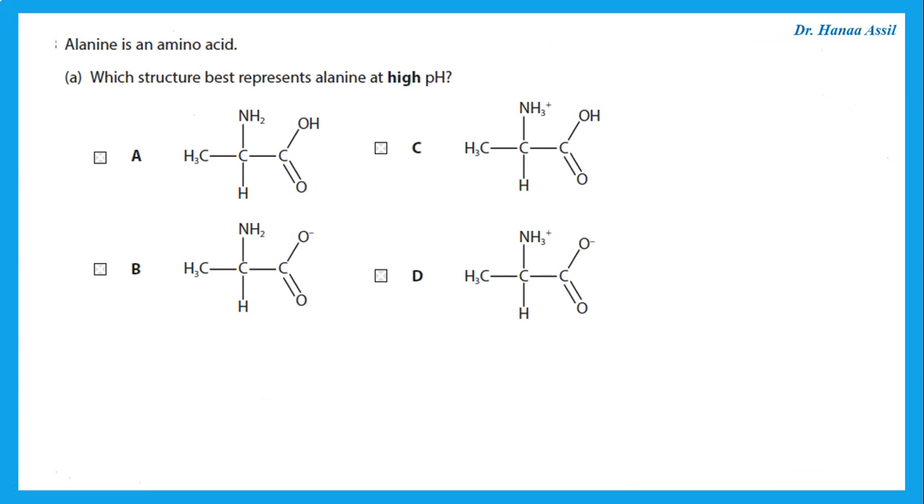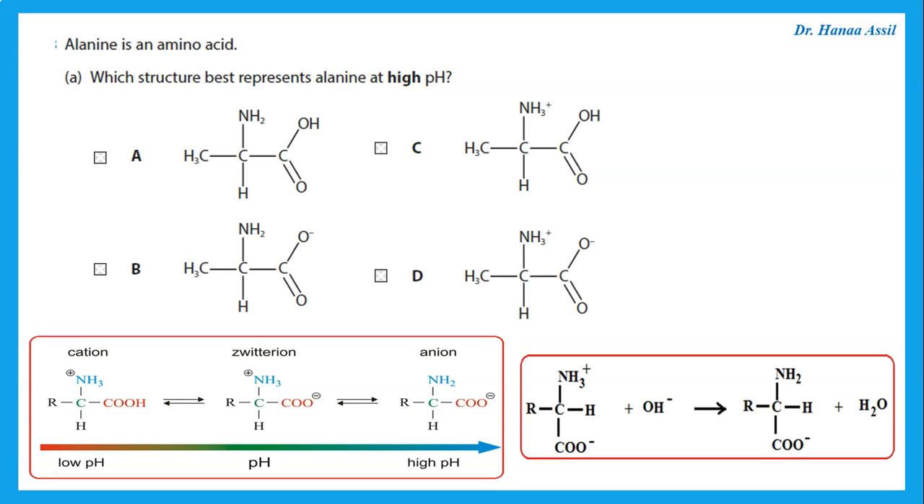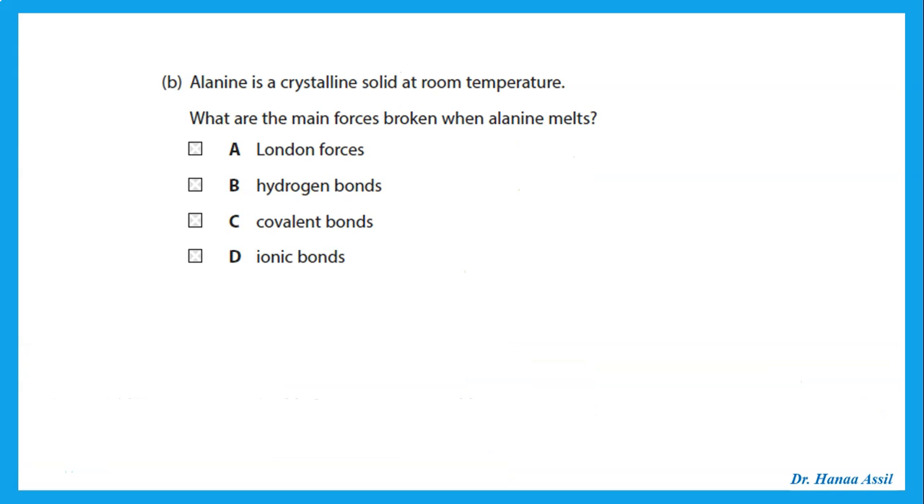Okay, this question says which structure best represents alanine at high pH? We said at high pH, that means I'm having a base somewhere, so this amino acid would exist in the form in which the NH2 is as it is, but the COO part is in the form of COO minus. So this is the form of the amino acid at high pH.